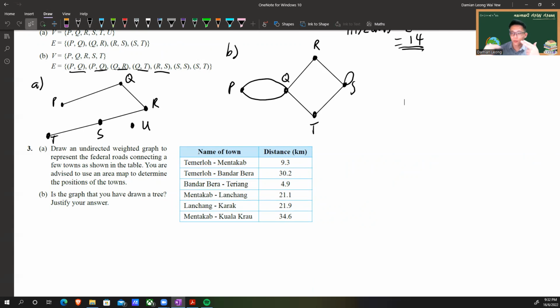Or if it's just a location map from one town to another, I can always assign distance to it. Or maybe a bus route map, also I can assign the price. Or even a highway map, then I can assign the toll price going from here to here, here to here. So all these are possible weightages that you can have.